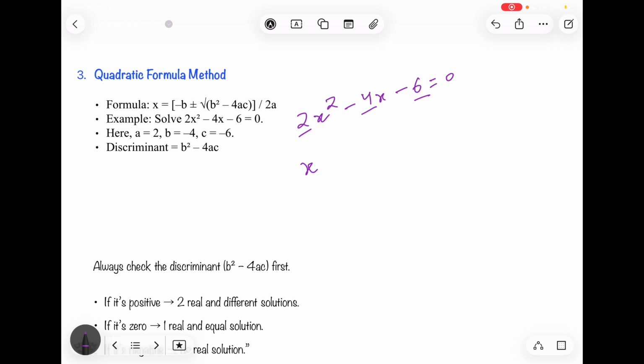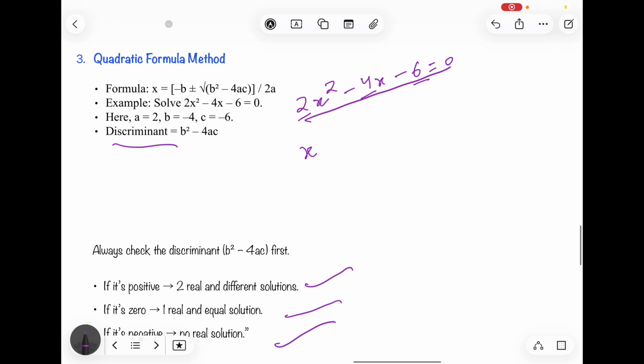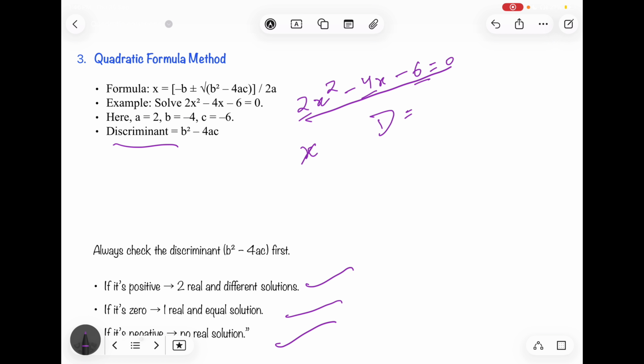Before using the formula, we always will find the discriminant first. If discriminant is positive, then this given quadratic equation will have two real and different roots. Or if it is 0, then the given equation will have one real and equal solution. Or if it is negative, there will be no real solution. First, we will find discriminant of this equation by using the formula b square minus 4ac.